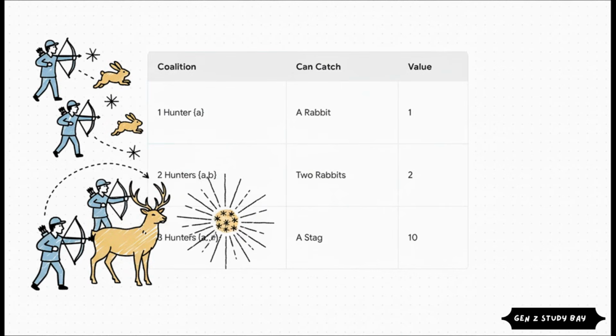The whole focus shifts. It's not about predicting what your rival will do anymore. It's about negotiation, trust, and binding agreements. The game becomes, can we agree to cooperate? And if we do, how do we split the prize?